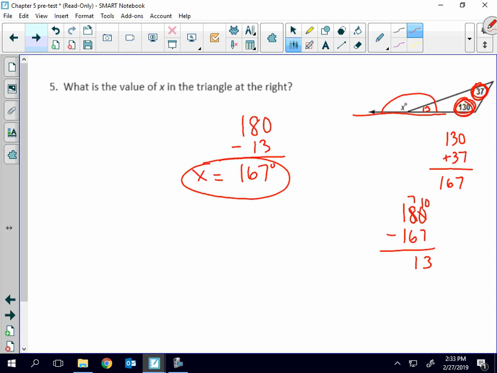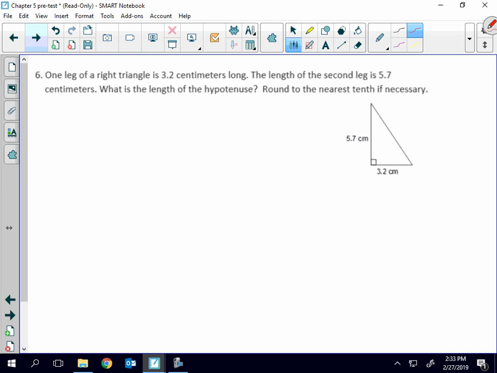And yes, there's another way to do that for those people that know it. We have one leg of a right triangle. It is 3.2 centimeters long. The length of the second leg is 5.7 centimeters. What's the length of the hypotenuse? Of course, this is the hypotenuse. It's the longest side. That's our c when we use our Pythagorean theorem, which is a squared plus b squared equals c squared, used to find a missing side of a triangle. It doesn't matter which one you call a and b, as long as it's one of those two.